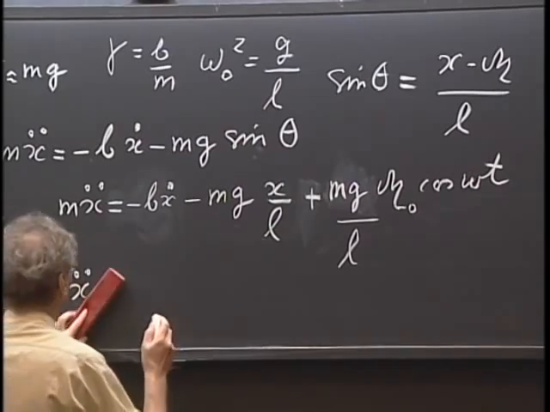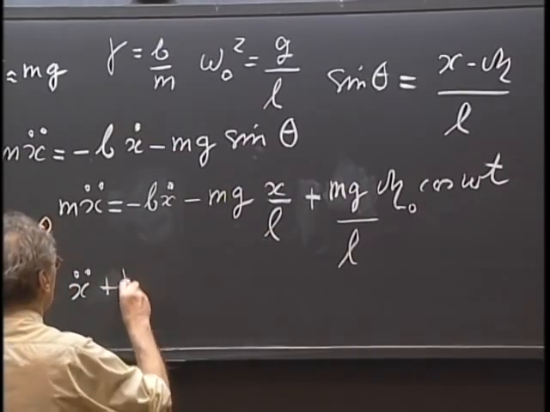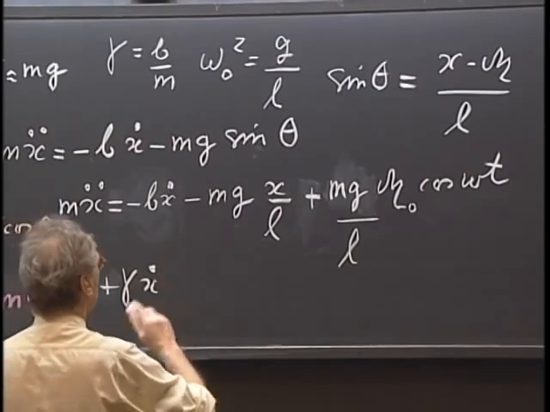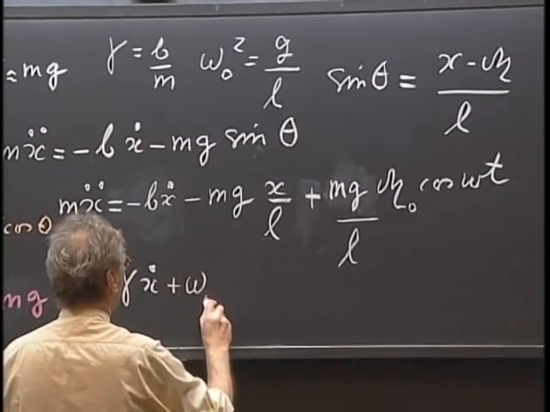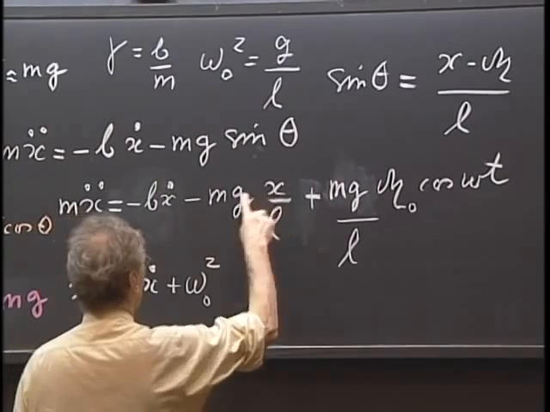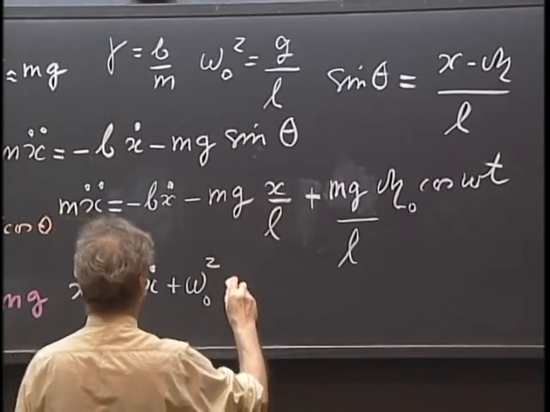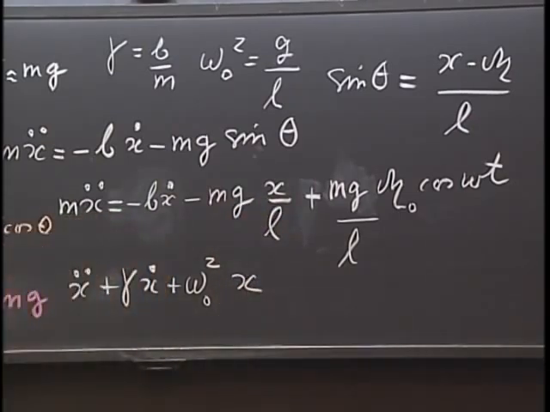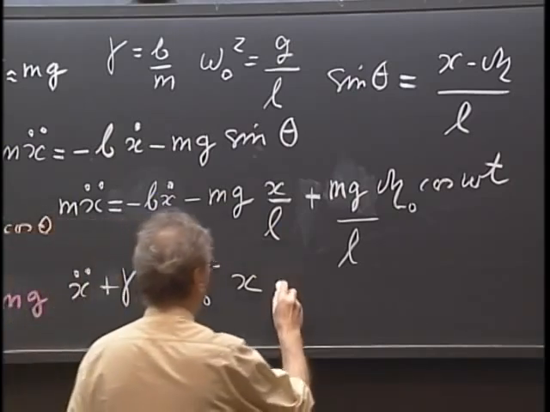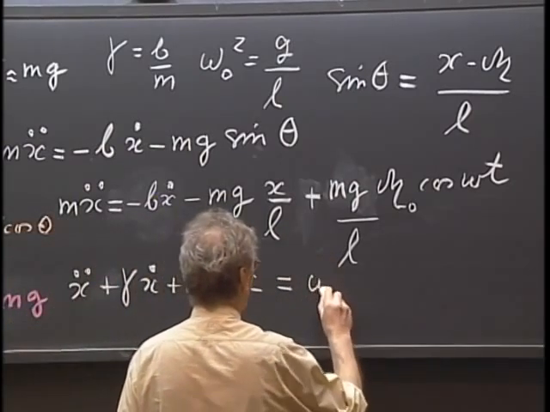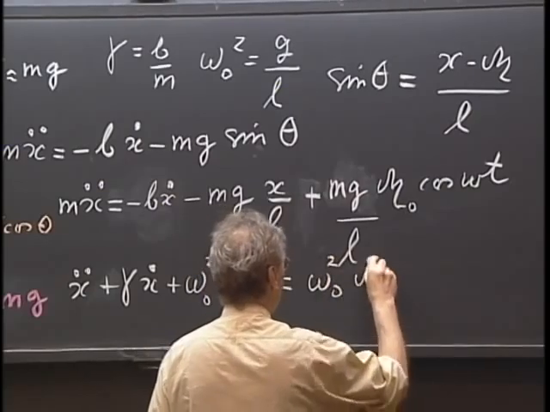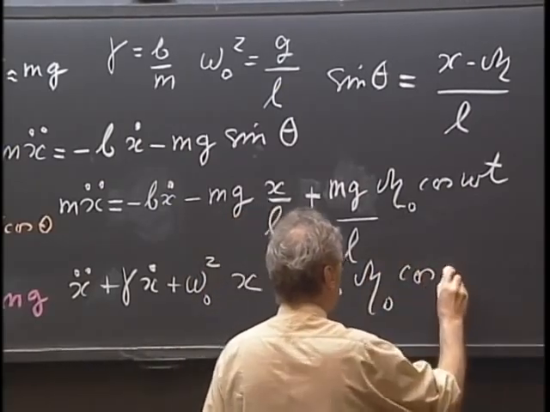So x double dot, now we get plus gamma times x dot, and now we get plus omega 0 squared times x, because g over L is omega 0 squared, so I divide the m out. And now I get equals omega 0 squared times eta 0 times cosine omega t.